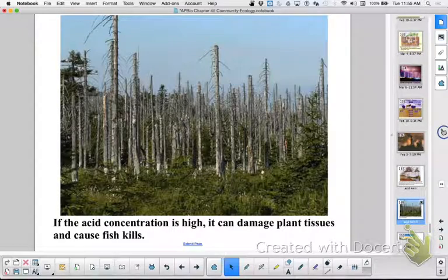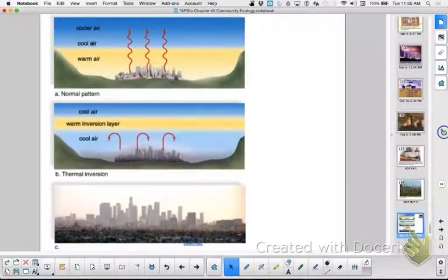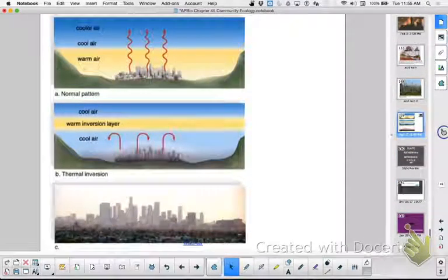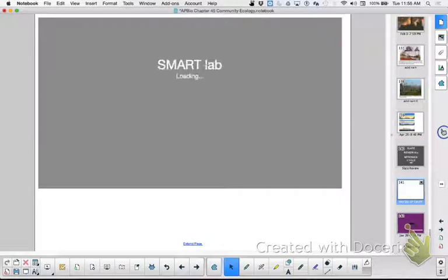Through fertilizers and burning of fossil fuels, it contributes to acid rain and photochemical smog. That smog can lead to thermal inversions. And that can lead to some questions.